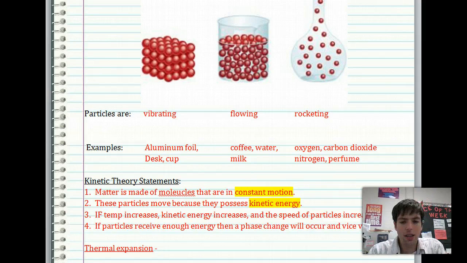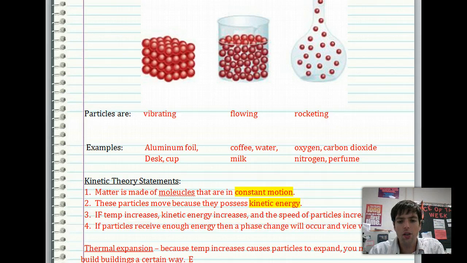And thermal expansion says because the temperature increases, causes particles to expand, you must build buildings a certain way. For example, St. Louis Arch and sidewalks.